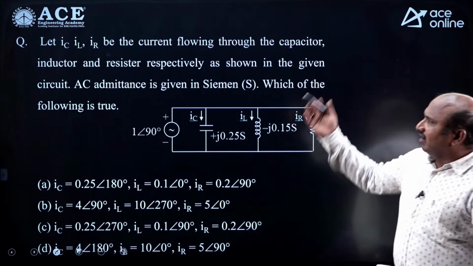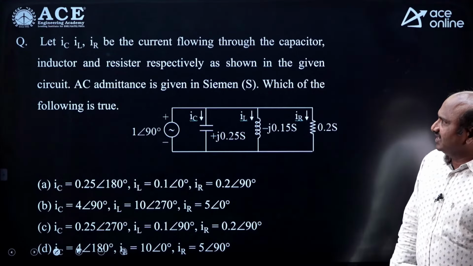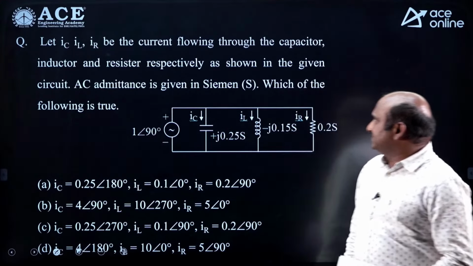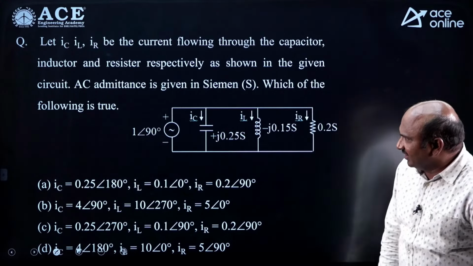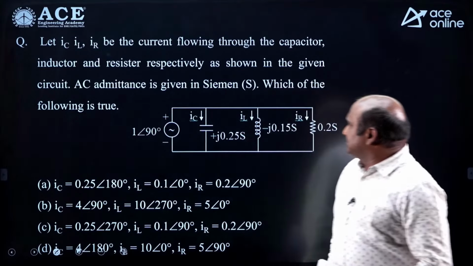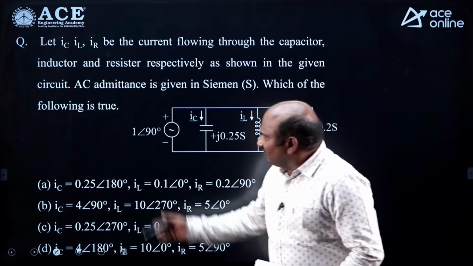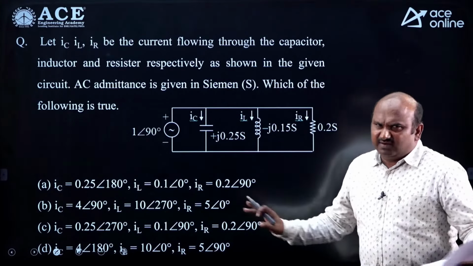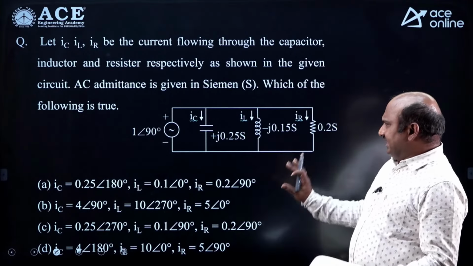Here the question is, let IC, IL, IR be the current flowing through the capacitor, inductor and resistor respectively as shown in the given figure. The AC admittance is given in Siemens. Which of the following is true? You need not go for any calculation part here, directly you can take it here.